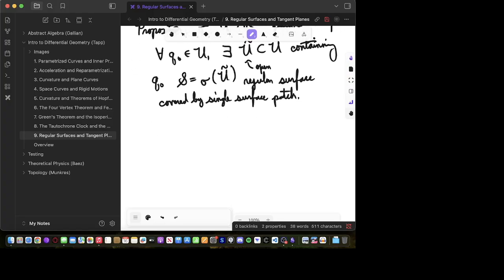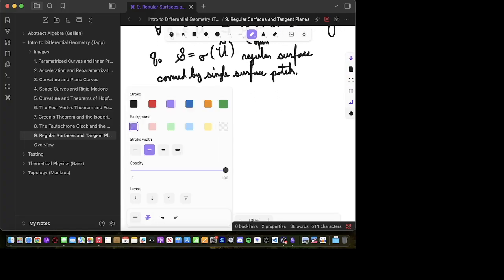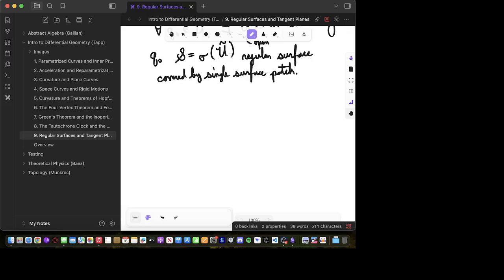I'm not going to go through the proof of this because I feel like I've already spent a long time on regular surfaces, but it's a good thing to think about geometrically.